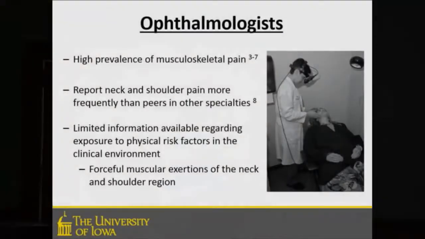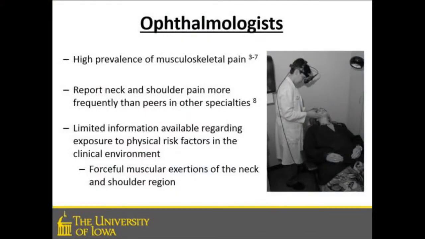Unfortunately, there's really not a lot of information available in the scientific literature discussing the different physical risk factors or documenting exposure to physical risk factors in their clinical environment. One of the issues is it's typically difficult to get access to that environment.